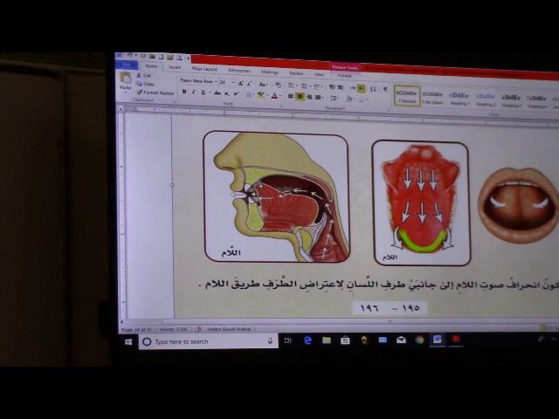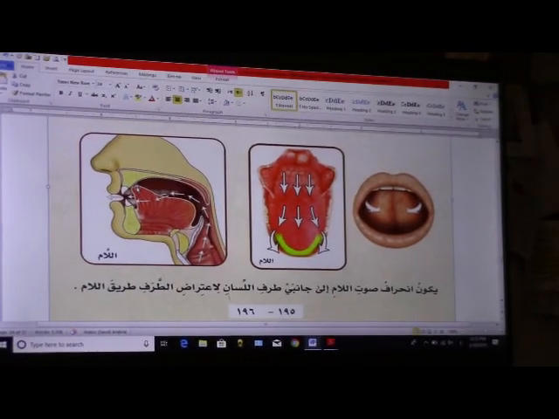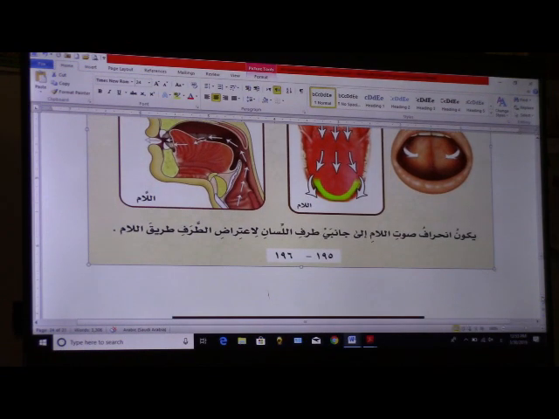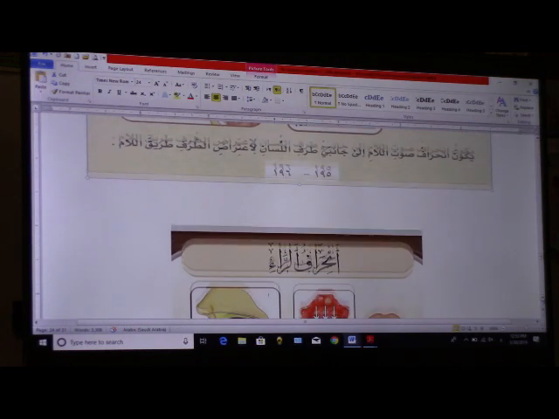Same thing here. This is how it happens in the mouth. Here it's blocked, as you can see, and the sound will go from the right and the left sides. See here also, same thing. All these pictures show you exactly from different ways of looking at it. Clear? Now we'll see the video. But before that, let's also see the ra.